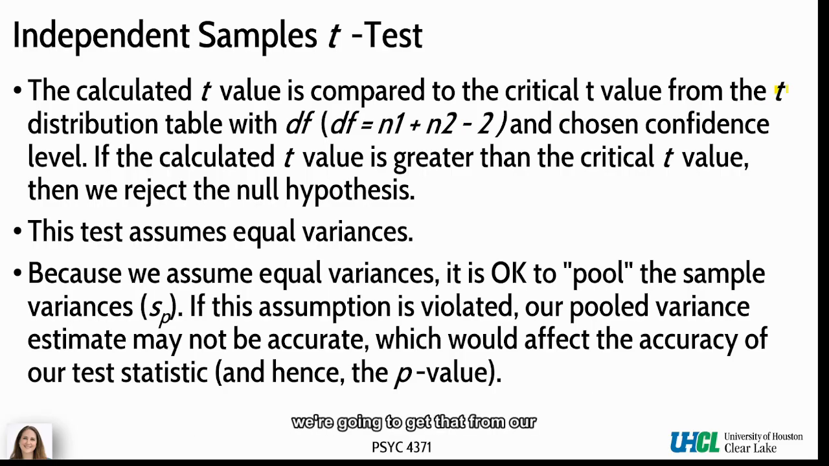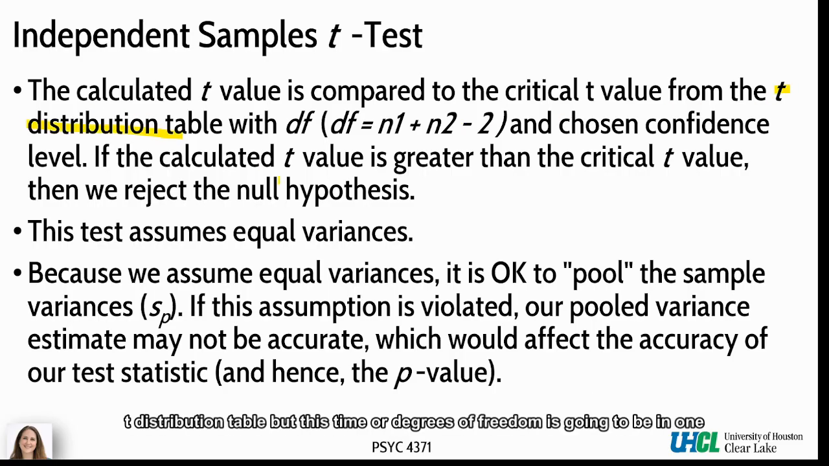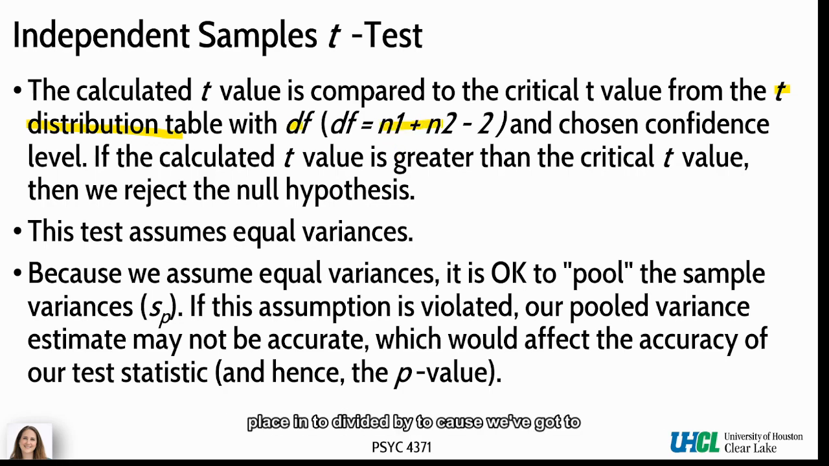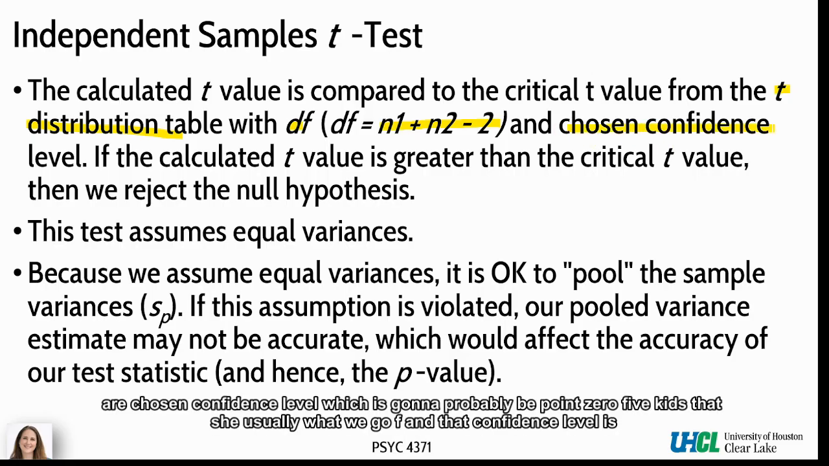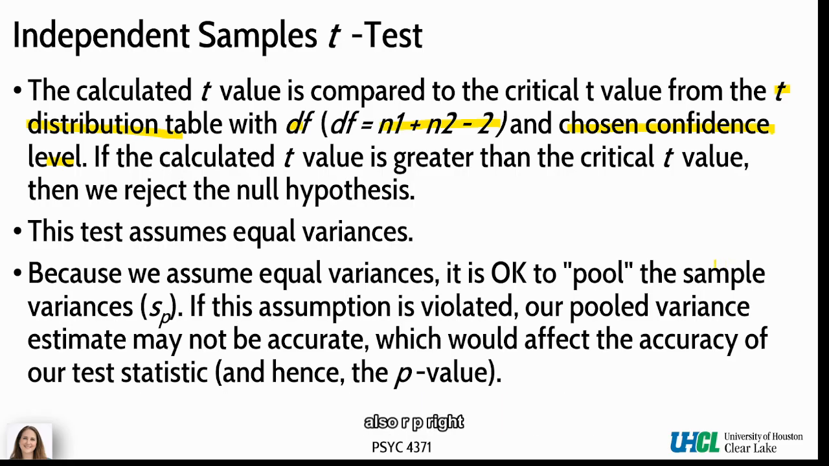We're going to get that from our t distribution table, but this time our degrees of freedom is going to be (n1 + n2) divided by 2, because we've got to adjust that because 2 of our possibilities have been taken up by the mean now. And we're going to look at that degrees of freedom plus our chosen confidence level, which is probably going to be 0.05 because that's usually what we go with. And that confidence level is also our P, right?